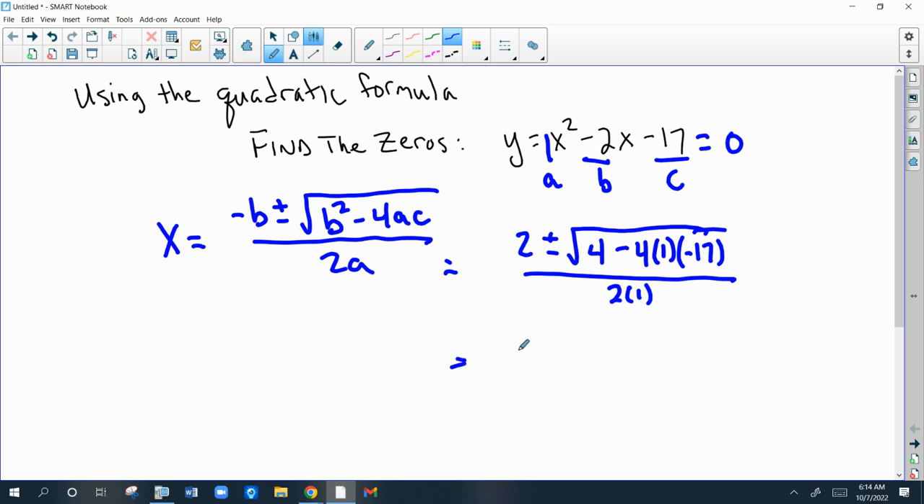So now I have 2 plus or minus. We have 4 minus 4 times a negative 17 is negative 68. That's a negative there. So it's going to be minus a negative. In other words, 2 plus or minus 72.